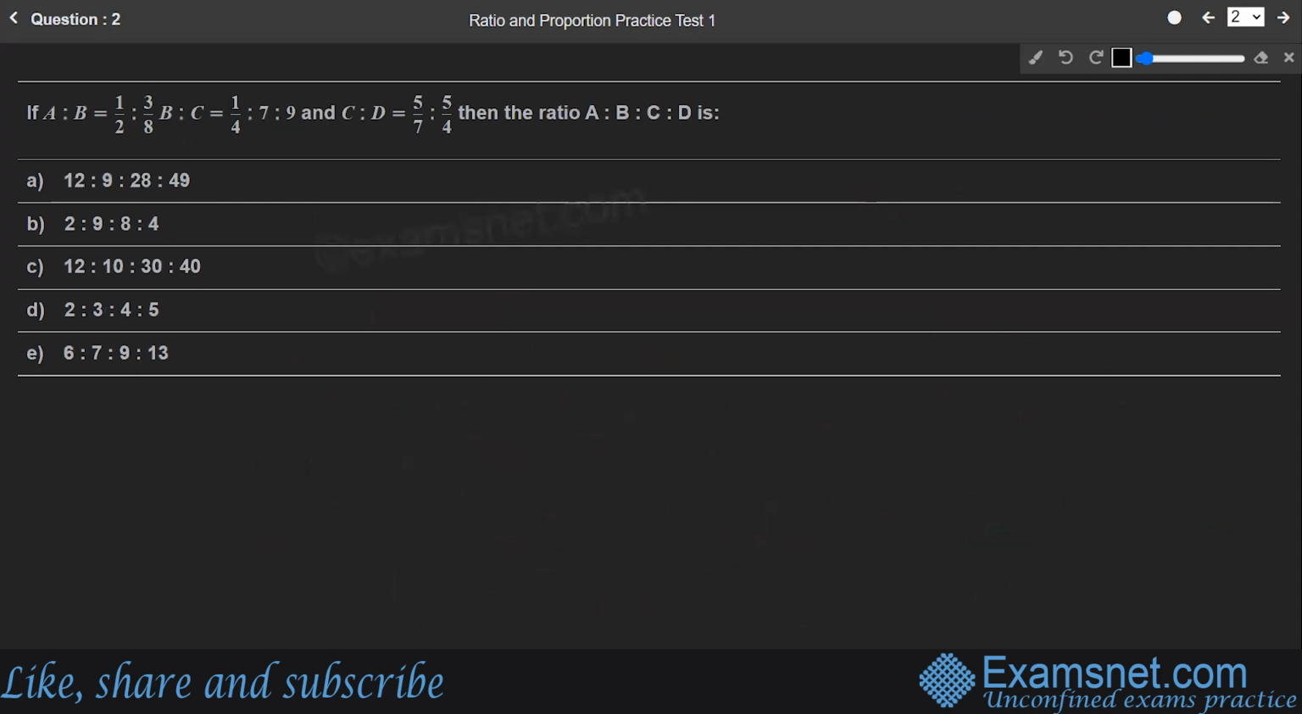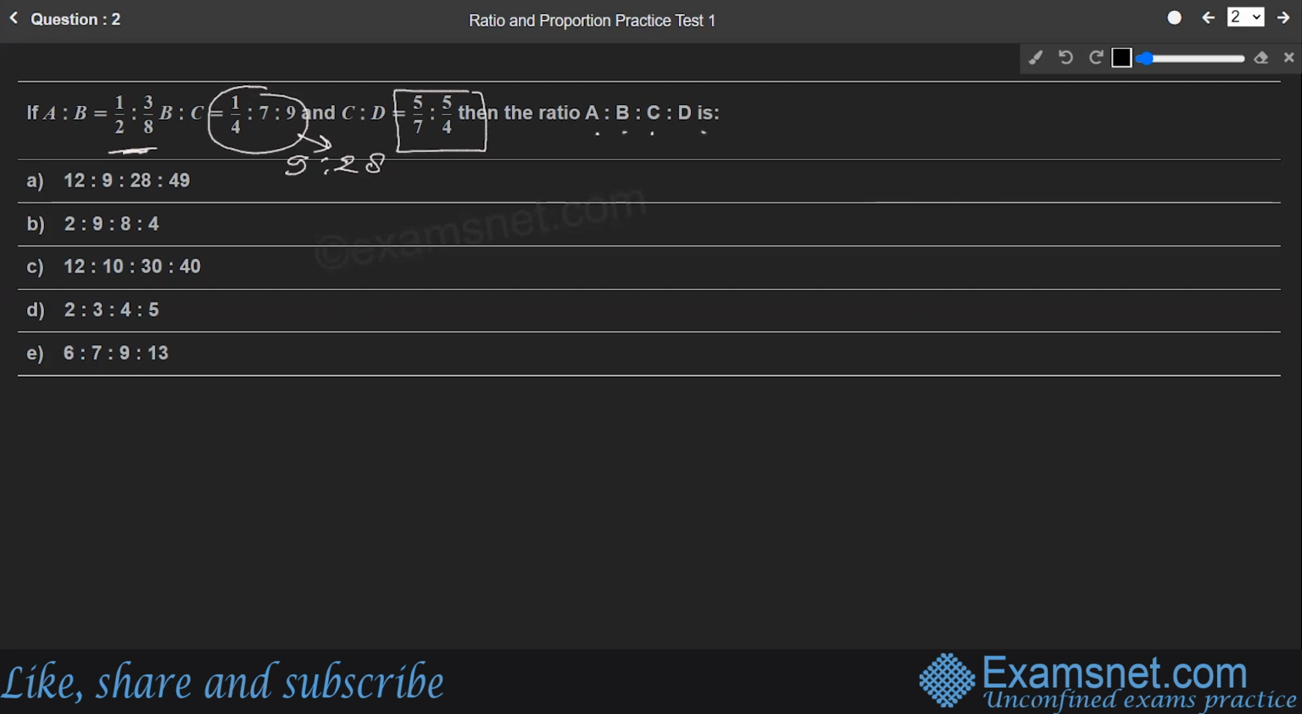Now, the next question: A is to B is 1 by 2 is to 3 by 8. B is to C is 1 by 4 is to 7 is to 9. Okay, so this is not B is to C. The right value of B is to C that should be specified in the question is 9 is to 28. So a small correction in this question: B is to C should be 9 is to 28. And C is to D is given as 5 by 7 is to 5 by 4. Then we are supposed to find out A is to B is to C is to D.